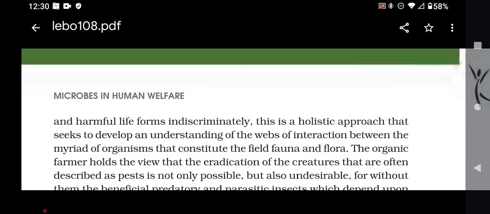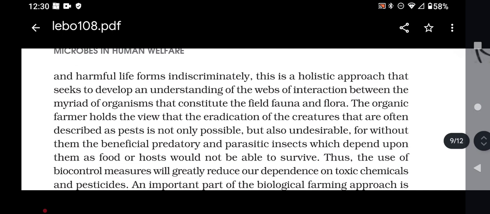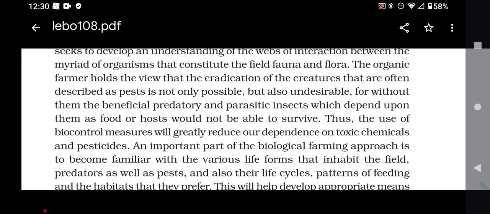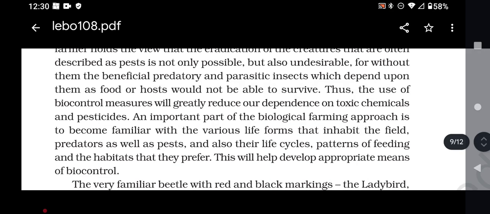this is a holistic approach that seeks to develop an understanding of the webs of interaction between the myriads of organisms that constitute the field's fauna and flora. The organic farmer holds the view that the eradication of the creatures that are often described as pests is not only impossible but also undesirable, for without them the beneficial predatory and parasitic insects which depend on them as a food or host would not be able to survive. Thus, the use of biocontrol measures will greatly reduce our dependence on toxic chemicals and pesticides.